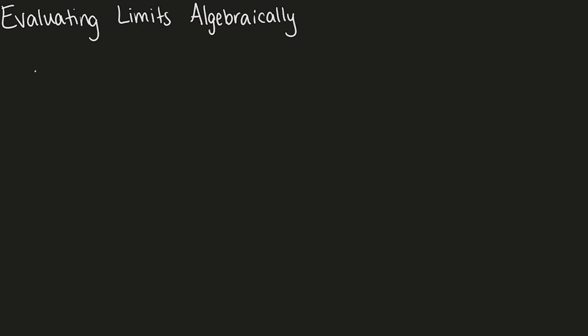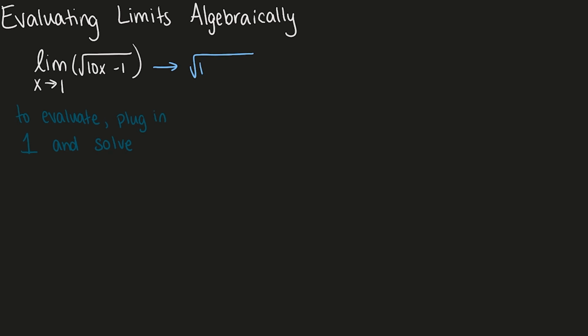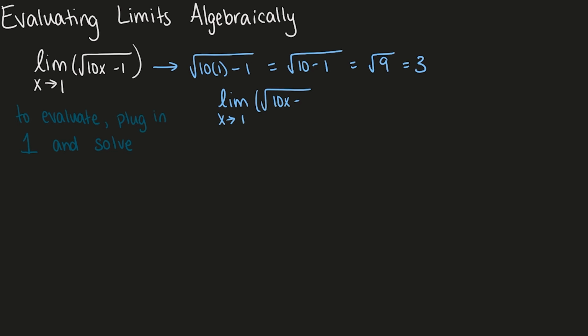Now, let's consider the limit as x approaches 1 of the square root of 10x minus 1. To evaluate, we're going to plug in 1 and solve. So, we'll plug in 1, which gives us the square root of 10 times 1 minus 1, which is the square root of 10 minus 1, square root of 9, which is equal to 3. So the limit as x approaches 1 of the square root of 10x minus 1 is equal to 3.